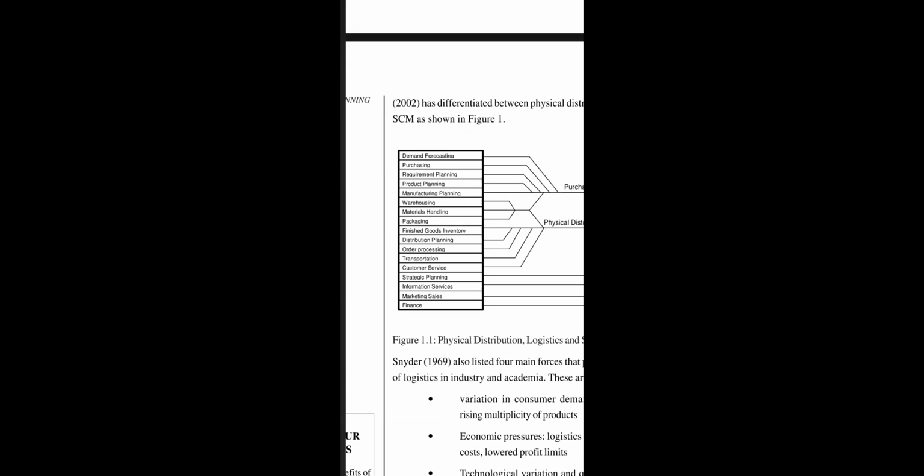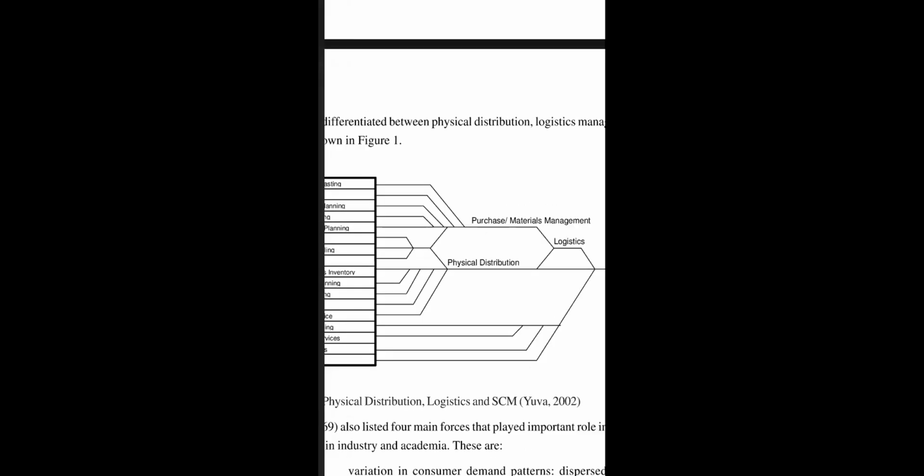Now see, in this chart they have given full-fledged information about logistics and supply chain management: demand forecasting, purchasing, requirement planning, product planning, manufacturing, processing, warehousing, material handling, packaging, finished goods inventory, distribution planning, order processing, transportation, consumer service, customer service, strategic planning, information service, marketing, sales, and finance. Over here they have given material management activities, logistics activities, and physical distribution activities. Then it is called supply chain management.